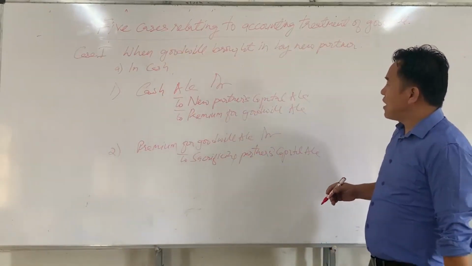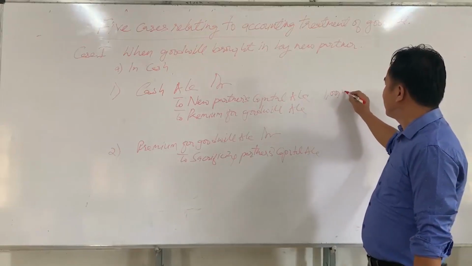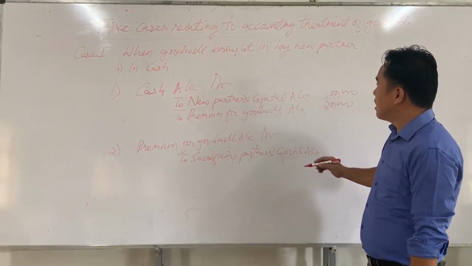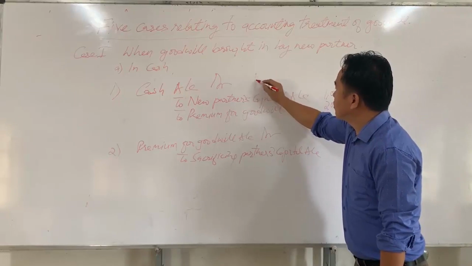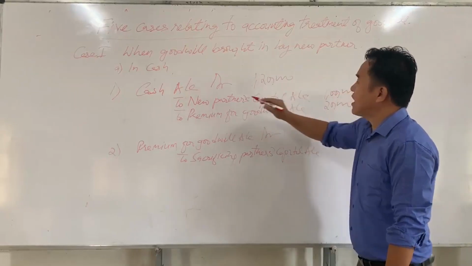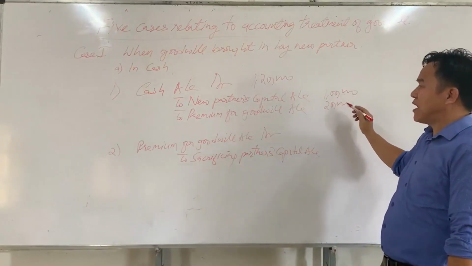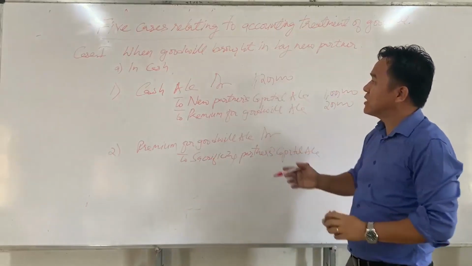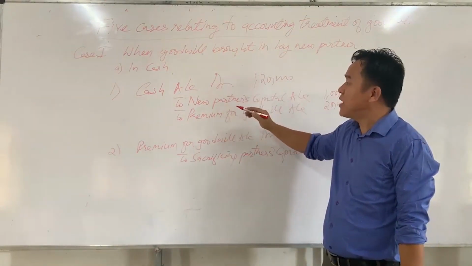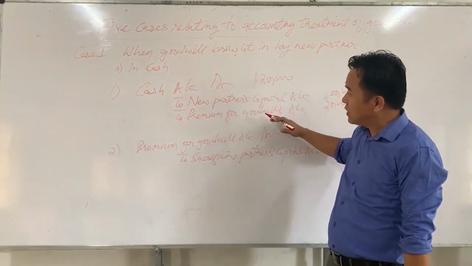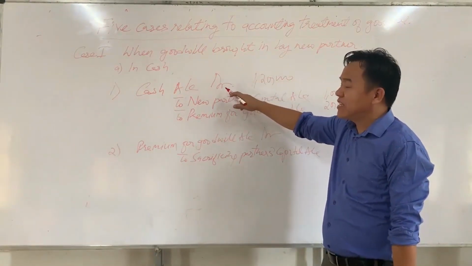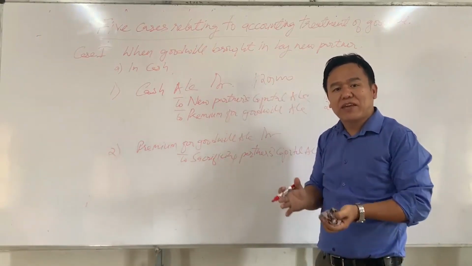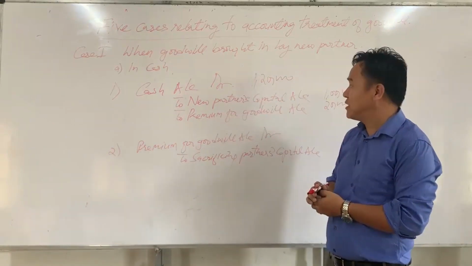Let's assume that new partner has brought rupees 1 lakh as his capital and rupees 20,000 as his share of goodwill. In total, how much has he brought? 1,20,000 in cash towards capital and premium. Now why is cash account debited here? Because cash is coming to the business, which means cash increases. Since cash is an asset, if asset increases, we have to debit the asset account. So therefore, cash account is debited here.